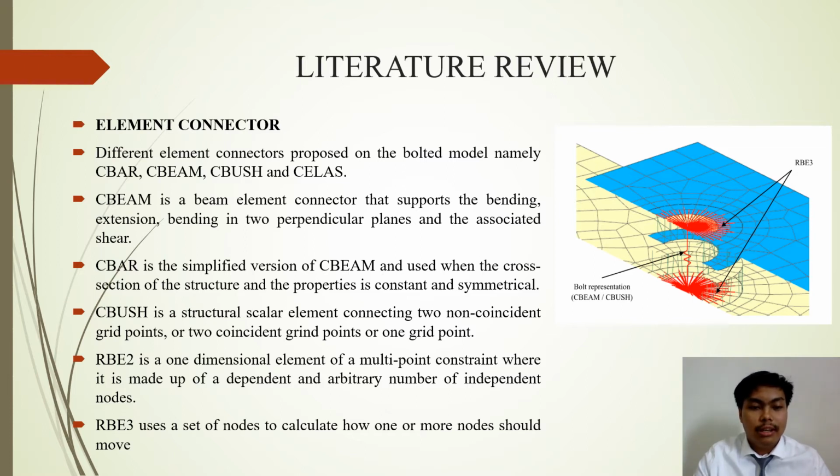RBE2 is a one-dimensional element of a multi-point constraint, where it is made up of a dependent and an arbitrary number of independent nodes. RBE3 uses a set of nodes to calculate how one or more nodes should move. The figure on my right here shows a picture of past research where the bolt representation is for C-beam and C-bush, with RBE3 on the bolt's head or nut. C-beam and C-bush are used in the study because they have better accuracy and lower error.